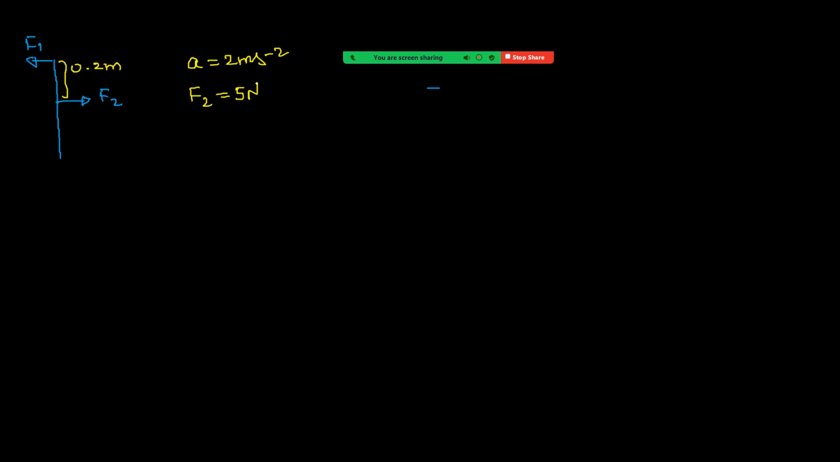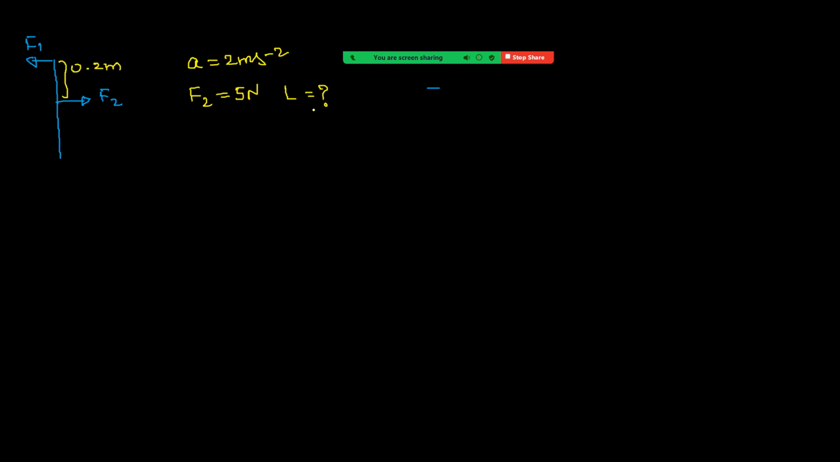And see what we have to calculate. Length of the rod, how much? So F1, F2 anti-parallel. Separation between those two is given. Acceleration 2. F2 value is given. We have to find length of the rod. Now see here key points to start the problem.